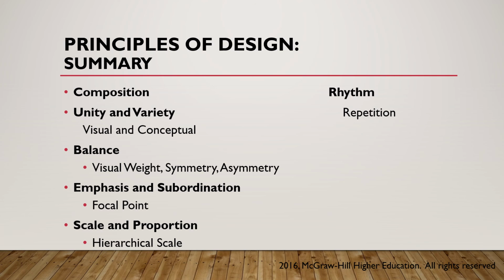So in summary, we looked at composition, we looked at unity and variety, we looked at balance, emphasis and subordination, scale and proportion, rhythm, which is repetition. I could also throw pattern in there because when you have a pattern, you usually have a visual rhythm going on. Now, most artworks are going to have more than one of these. In fact, a lot of artworks will have all of them.